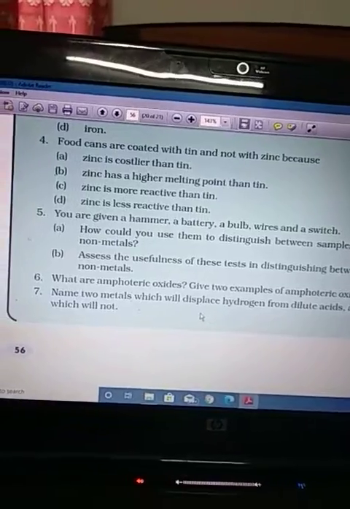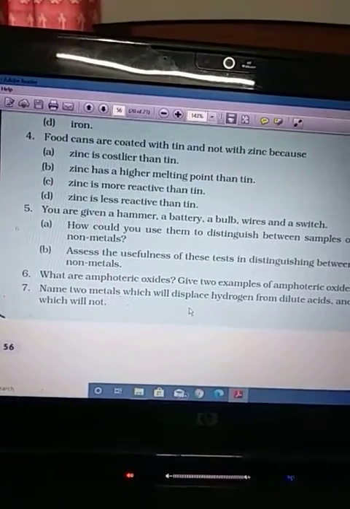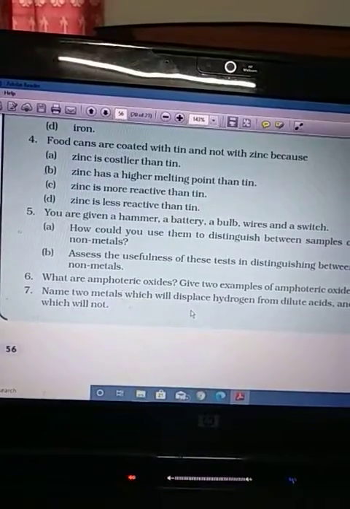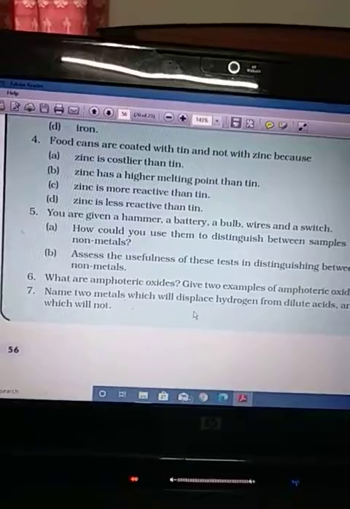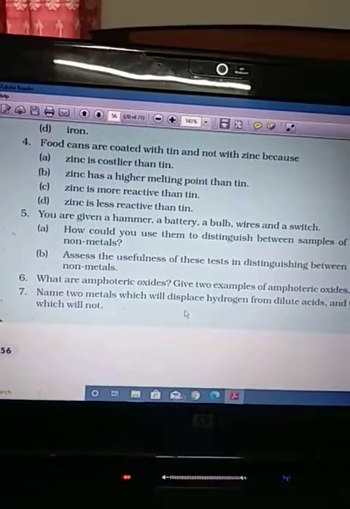Question number 6. What are amphoteric oxides? Oxides that can react with both acid and base are known as amphoteric oxides. You have to study two amphoteric oxides: zinc oxide and alumina, Al2O3, aluminium oxide. Give two examples of each one, so zinc oxide and alumina.